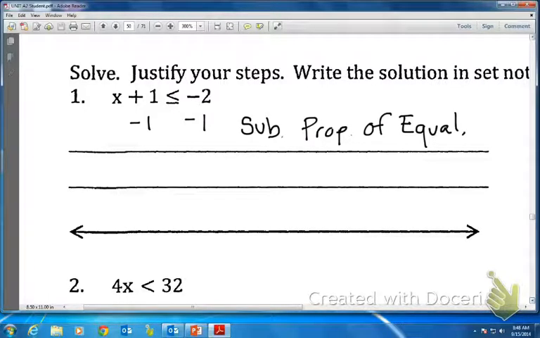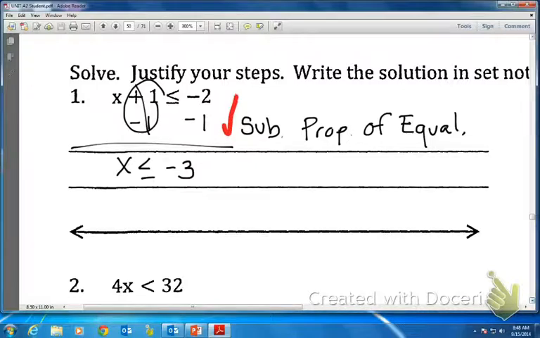All right, and then when I simplify, on these sides I have additive inverses, so those are going to add to 0, so I get x is less than or equal to negative 3. So we did the first part, we solved it. We did the second part, we justified our answers. That was this part here where I put the subtraction property of equality. That was the justification. Here was solving it.